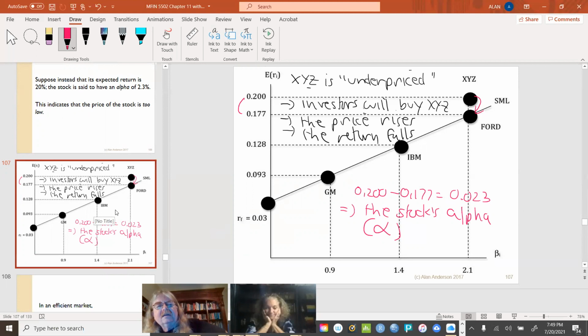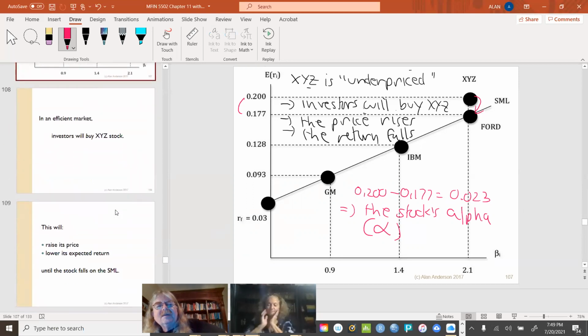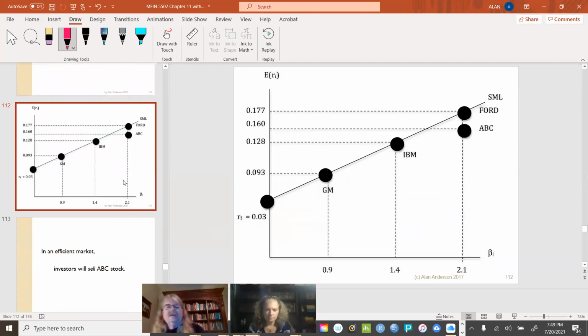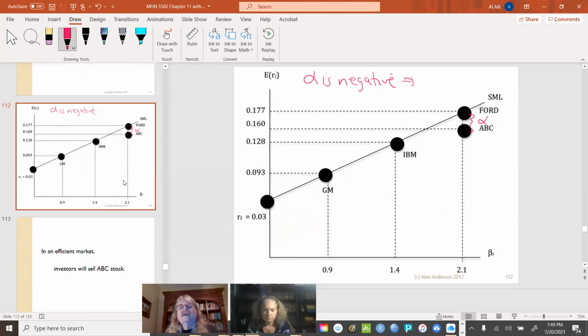But anyway, what about the opposite case? What if I have ABC? Ooh, now what's going on here? ABC is equally risky as Ford, and yet somehow the return is only 16%. So this is equal to alpha 2, but here the alpha is negative. That means the stock is underperforming the market. We have negative alpha.